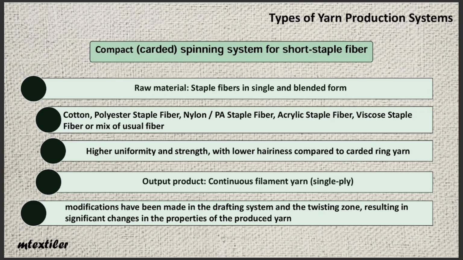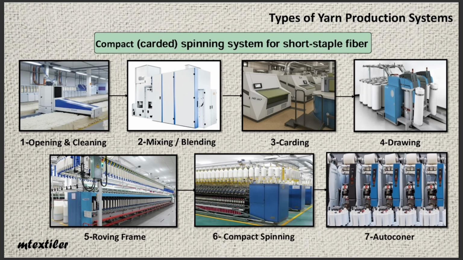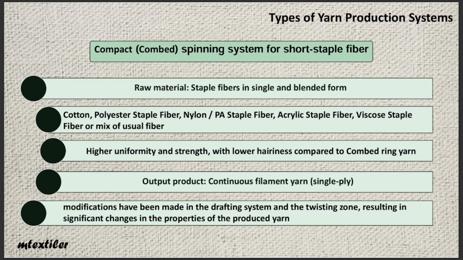Modifications have been made in the drafting system and the twisting zone, resulting in significant changes in the properties of the produced yarn. In this slide, we can see the compact carded spinning system for short staple fiber. Its machine sequence is the same as carded ring yarn, with slight differences in the ring spinning machine, performing the same basic tasks.